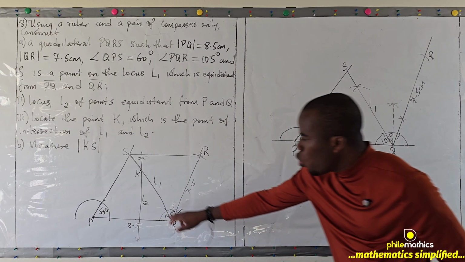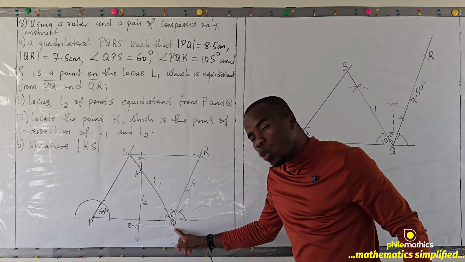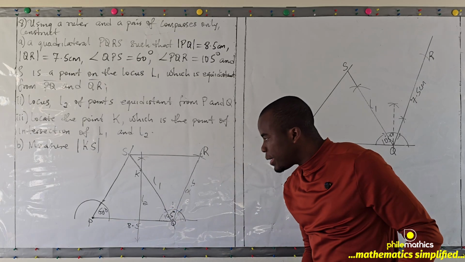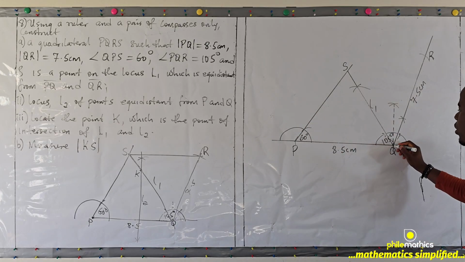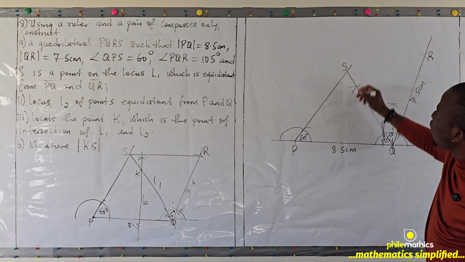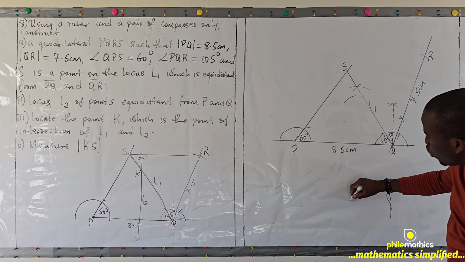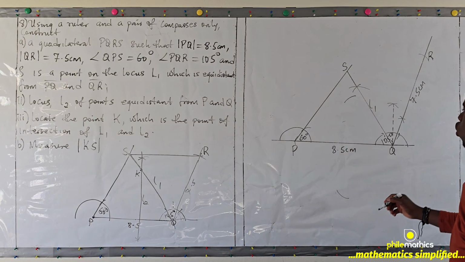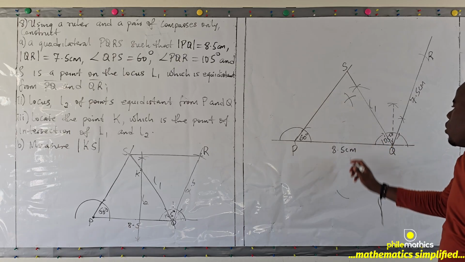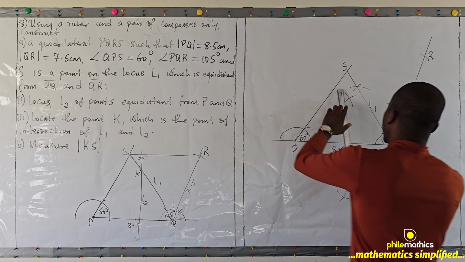For the L2, our locus L2, which is equidistant from P and Q, it simply means to bisect this line. And how you bisect is place your pair of compass here, take any suitable radius, you draw an arc above, let's say like this, and without leaving it, you draw it below again. So without adjusting, place it here, you cut, and then you join together.